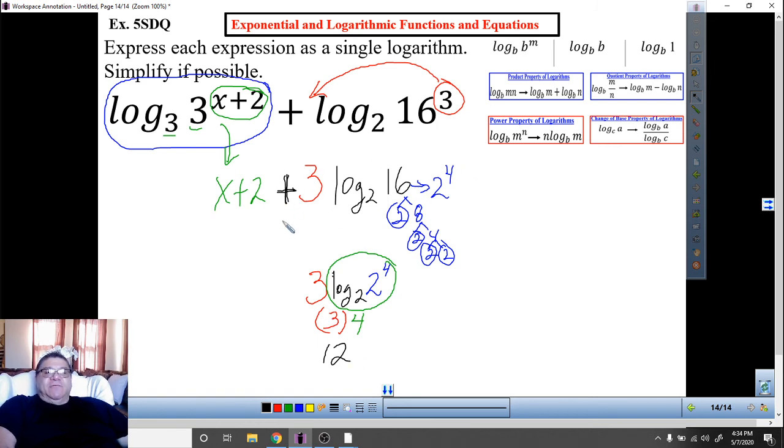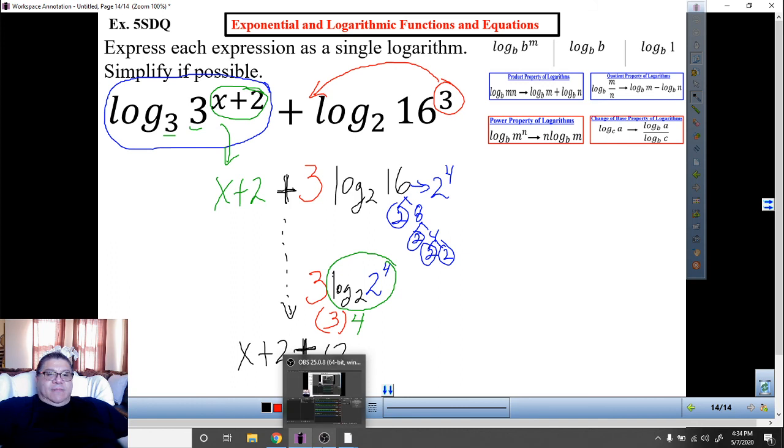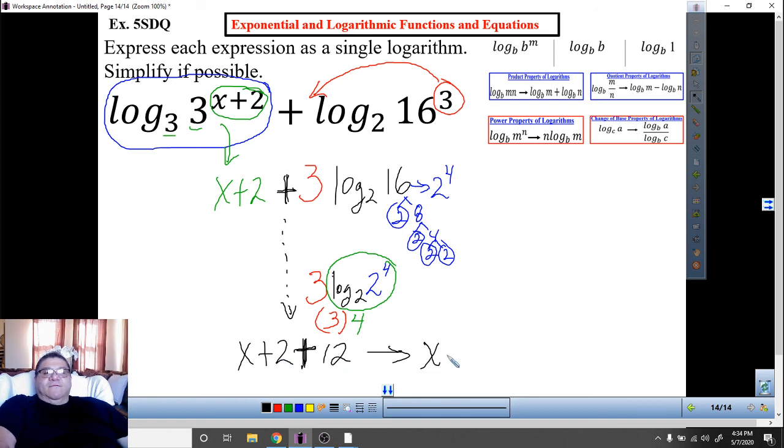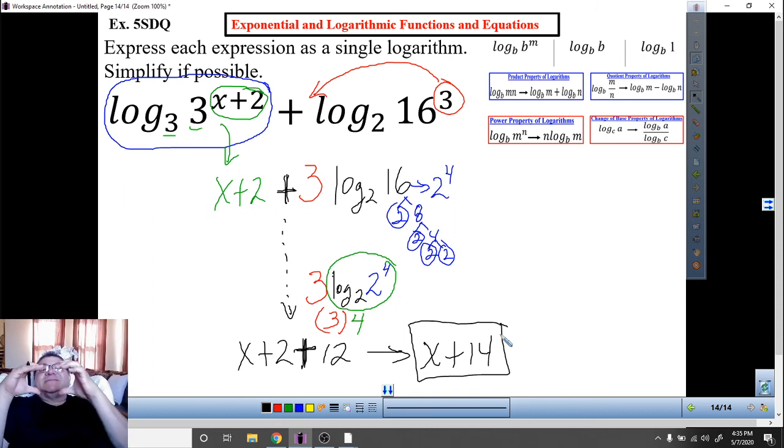So what do we need to bring down? We need to bring down the plus, and then we need to bring down the first part, which was what? X plus 2. Alright, so what do we have left? X, and what is 2 plus 12? 14. Bam, let's go. Now, do we need to solve for anything there? No, we're simplifying. That means these are still expressions. Yes, we're focusing on functions, but right now we're focusing on simplification only.